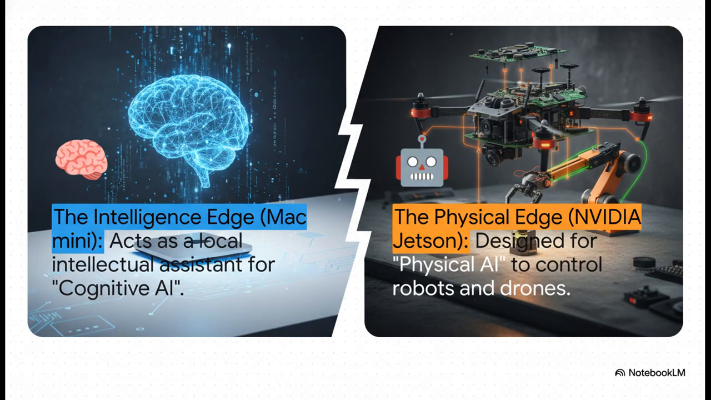And if you compare it to something super specialized like NVIDIA's Jetson platform, you realize they're not even in the same sport. The Jetson is for physical AI. It's the brain you put inside a robot or a self-driving drone. The Mac Mini, on the other hand, has basically created its own category, the intelligence edge. It's your local, private thinking partner for cognitive AI, coding, writing, and making decisions.